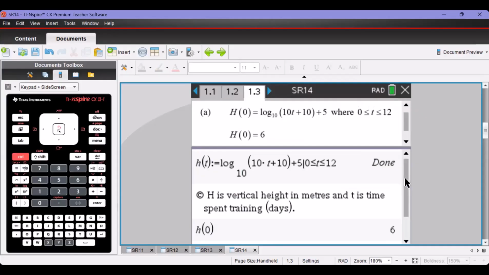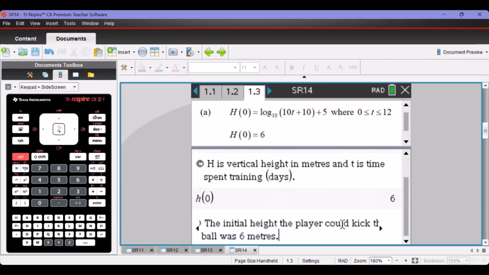Now, in this question, we have to deal with h of t or the derivative h dashed of t in the 5 parts. So it's a really good idea at the start of this question to assign h of t to be log to the base 10 of 10t plus 10 plus 5. And this time I've added the condition where t is from 0 to 12. So let's show you how to input that.